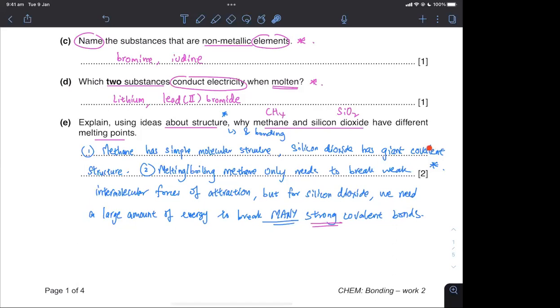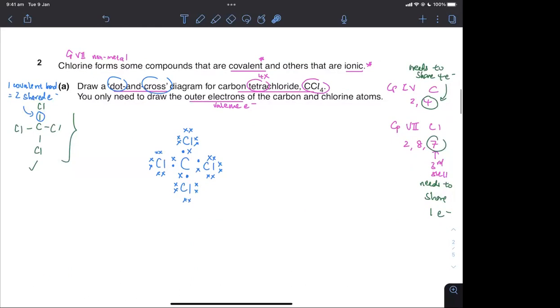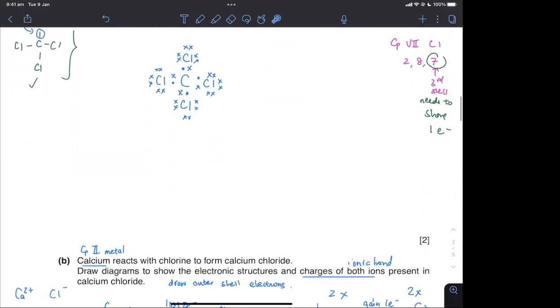You just get 1 mark. The different melting point is to do with what needs to break. Yes, I know the question doesn't say bonding, but they're always together, you see? Just because you have the structure, but you don't talk about what breaks, you are not explaining the melting point. Be very careful there.